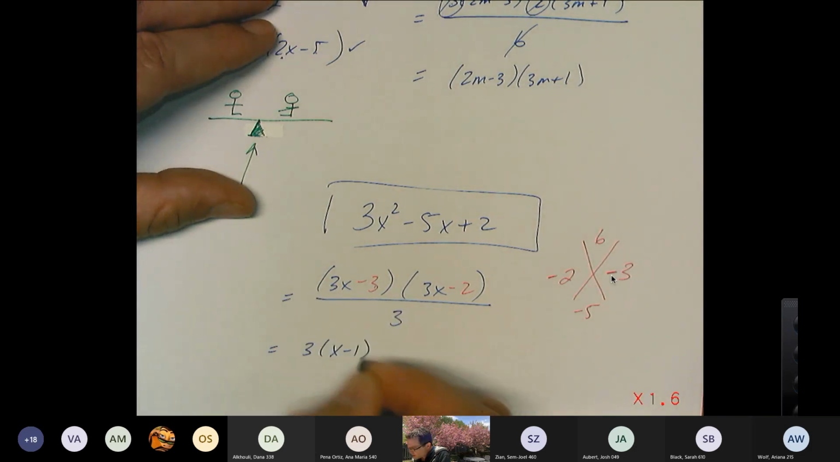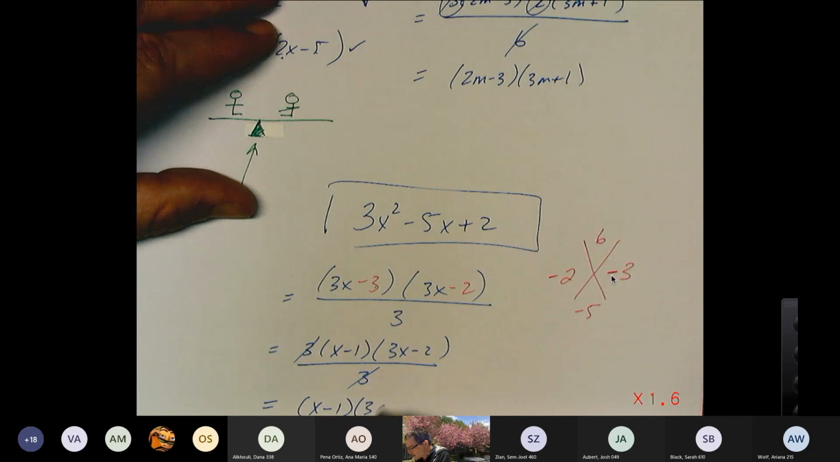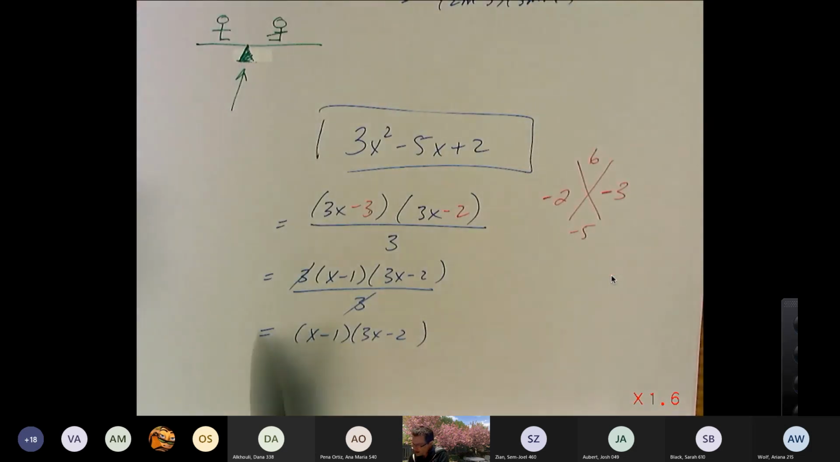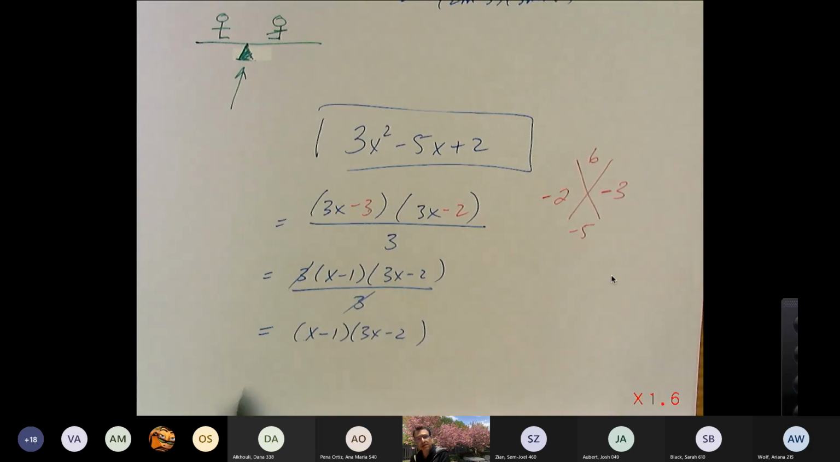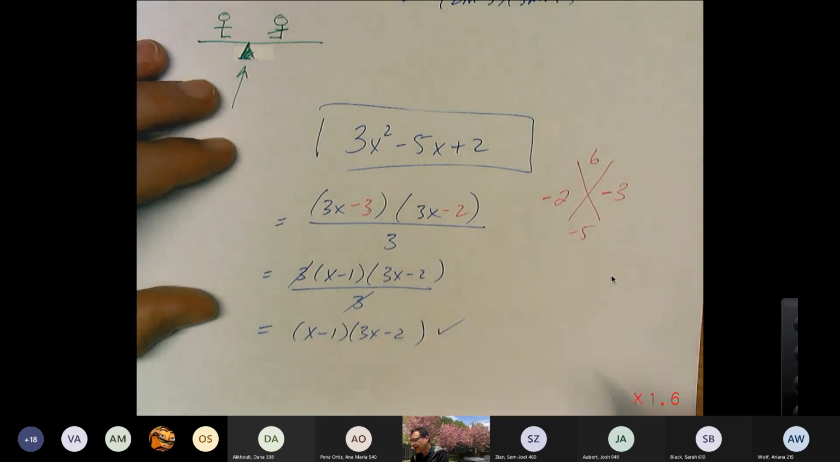So Sarah, this is the method that's completely new to you probably. It's called seesaw method. It's kind of nice. I like decomposition too. X times 3x is 3x squared. Negative 2x, negative 3x is negative 5x. Negative and negative is positive 2.